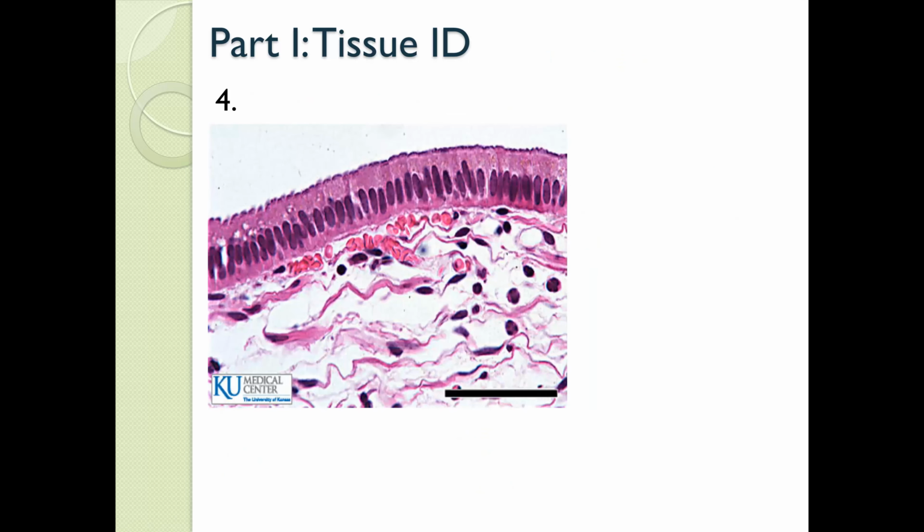Okay, here is your fourth picture. And if you guessed simple columnar epithelium, good job. So this is again a type of epithelial tissue. And again, we notice that there is a lumen up here at the top, which is a blank space that tells us that we're looking at a lining.